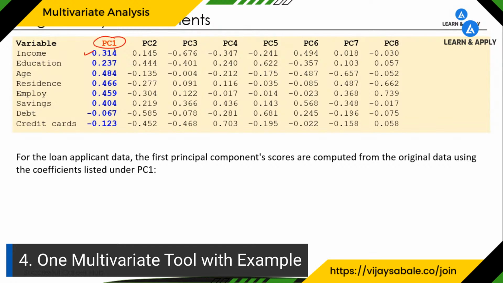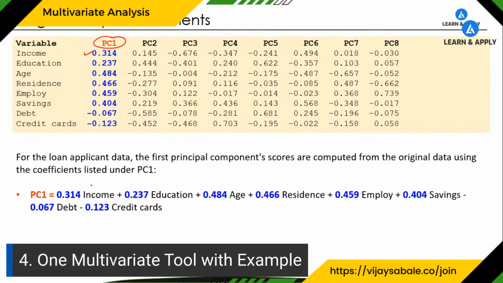In short, if you want to calculate the principal component 1 value, it can be calculated by the coefficient of income multiplied by the value of income, right? So the equation will be like this: 0.314, the coefficient for principal component 1, multiplied by income, plus 0.237 multiplied by education, plus 0.484 multiplied by age, plus 0.466 multiplied by residence, and in similar ways, right?